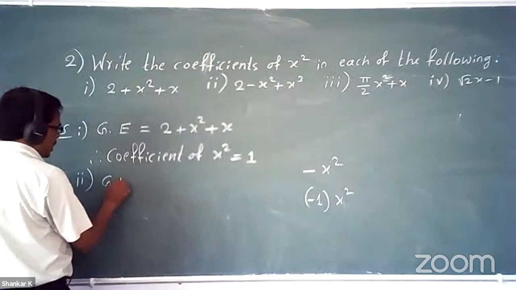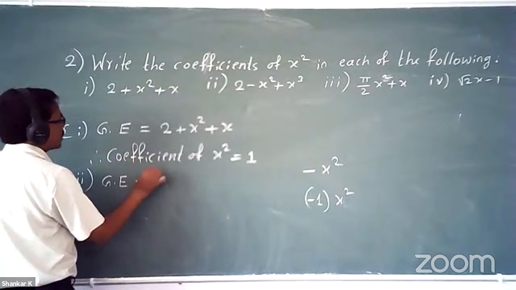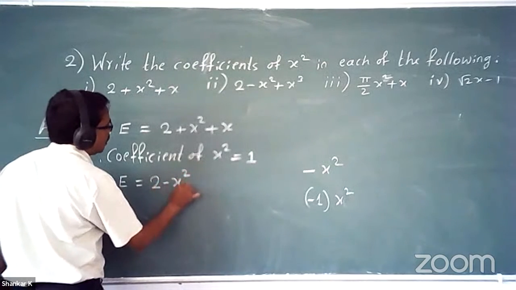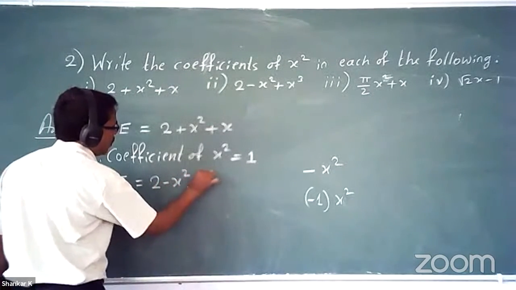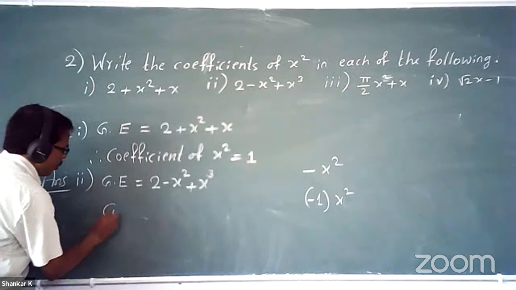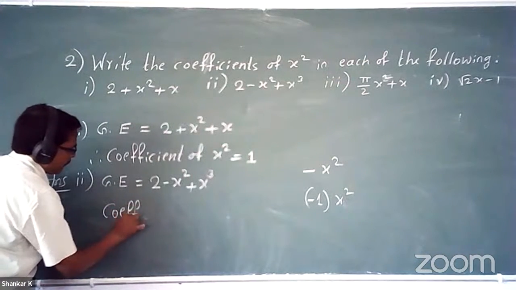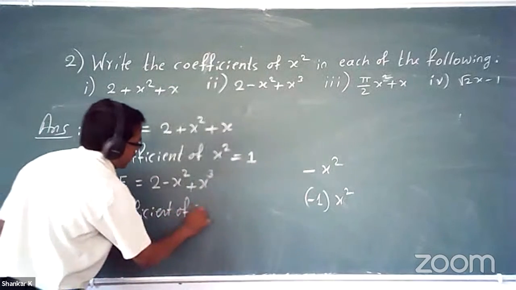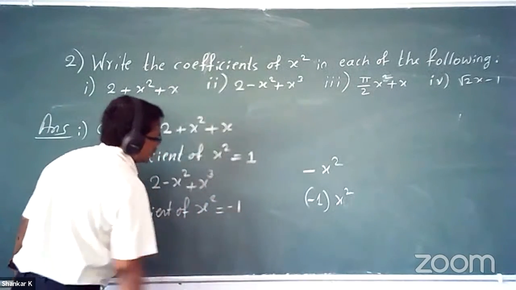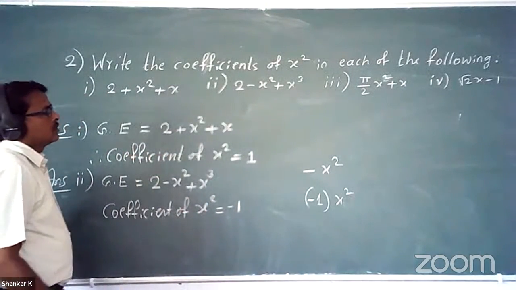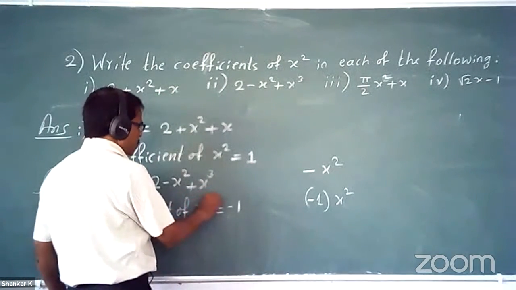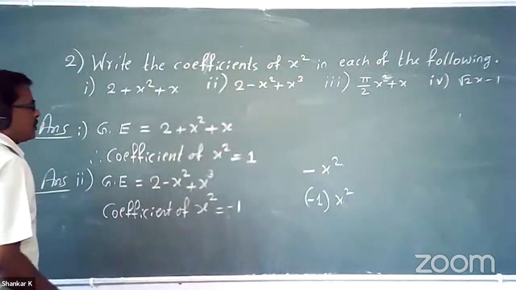Given expression is 2 minus x square plus x cube. So coefficient of x square is minus 1. Coefficient of x square is minus 1. Whatever is multiplied to x square term, that is the coefficient.